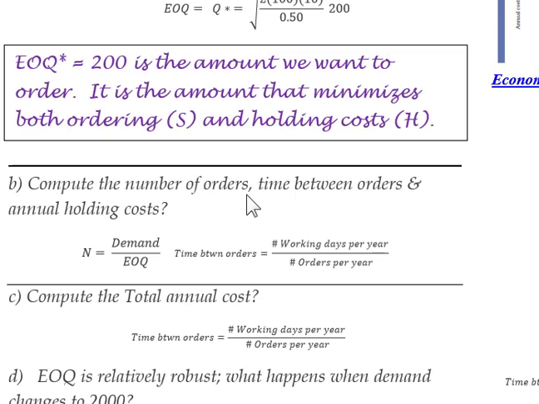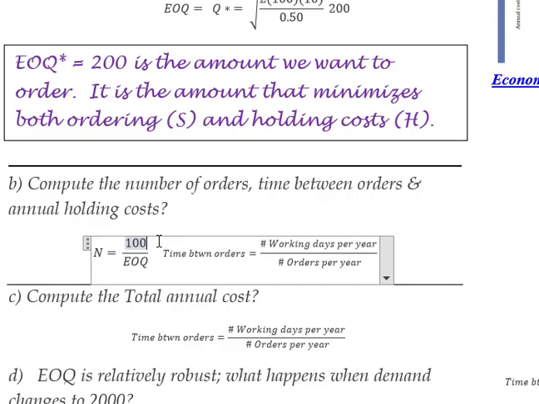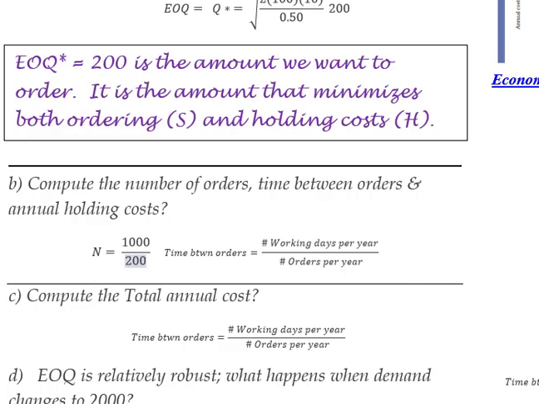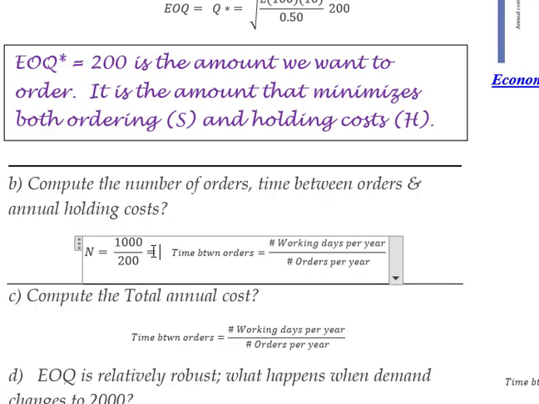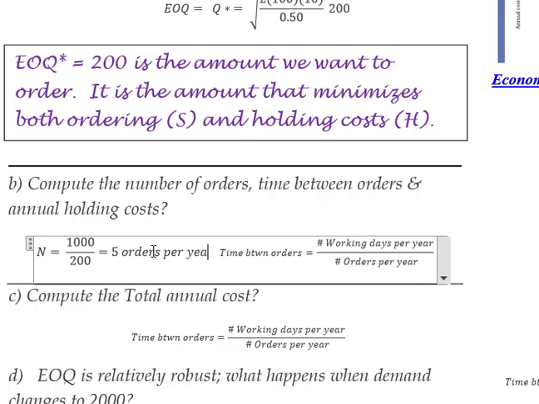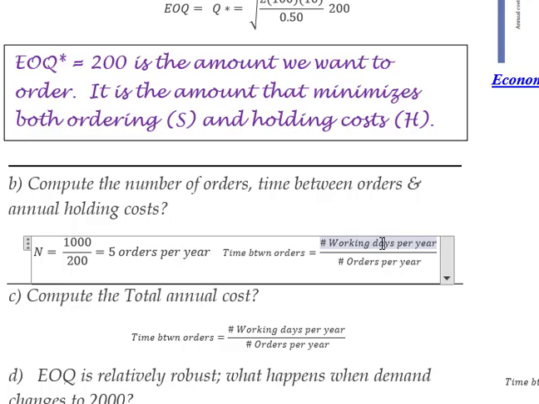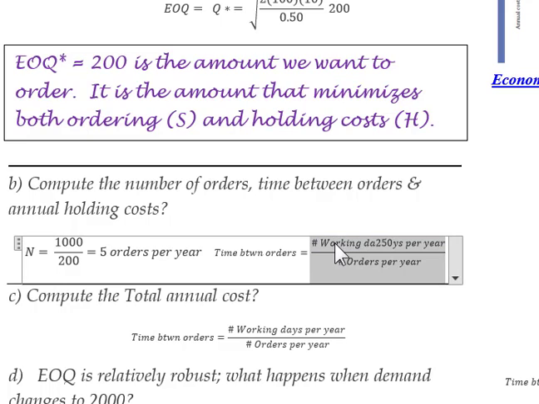So now what we want to do is compute the number of orders, the time between orders, and the holding cost. So the number of orders per year is just going to be done as the total demand for the year, which we know is 1,000. We're going to divide that by the economic order quantity. So we divide that out and we find out that we're going to have 5 orders per year. Then the time between orders, again, we're just going to take the number of days we work per year, which I said in the problem up above is 250, and we're going to divide that by our 5 orders per year.